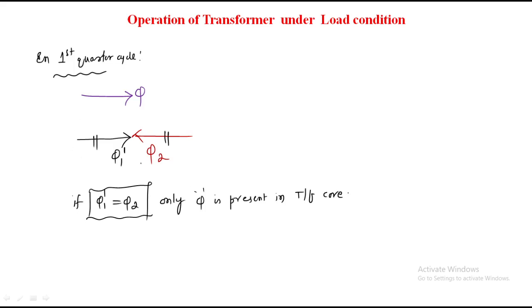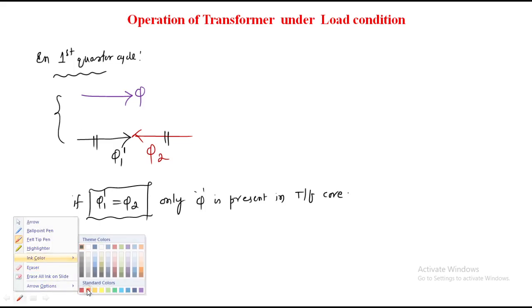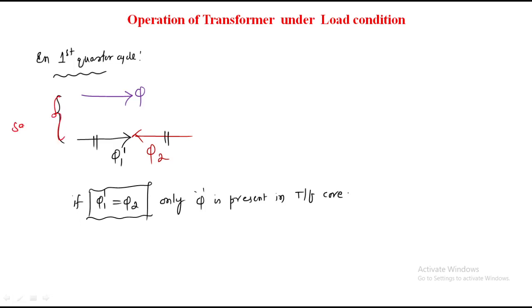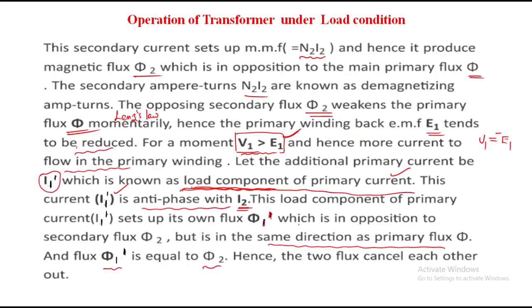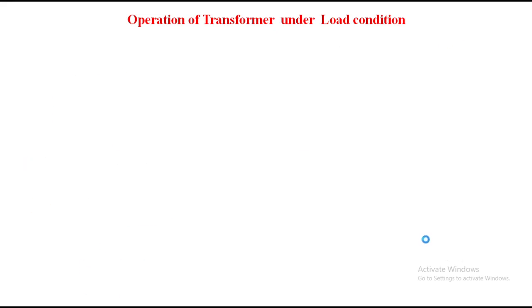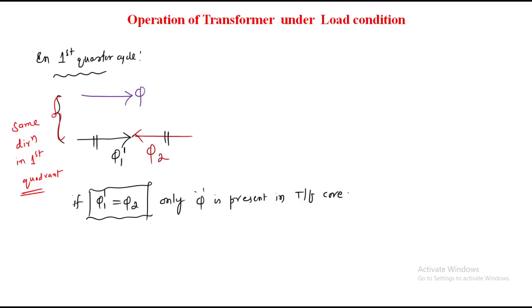So that's why we have this phi 1 dash. What is the direction of phi 1 dash and phi? Same direction, right? The direction of phi and phi 1 dash is the same in the first quadrant only, not in all quadrants. It is in the same direction as the primary flux in the first quadrant only. Okay, that's why if phi 1 dash equals phi 2, only phi is present in the transformer core.